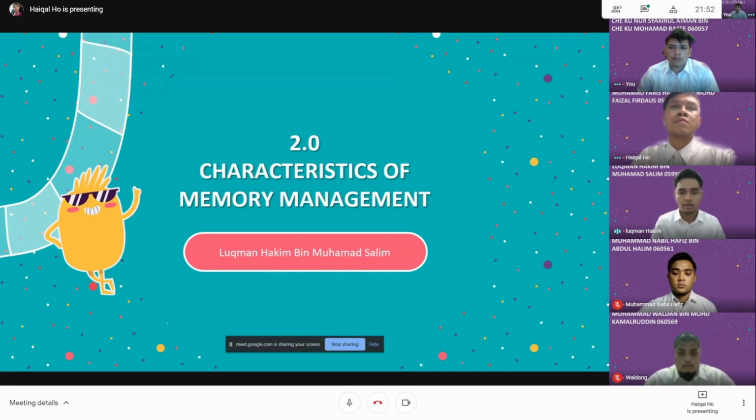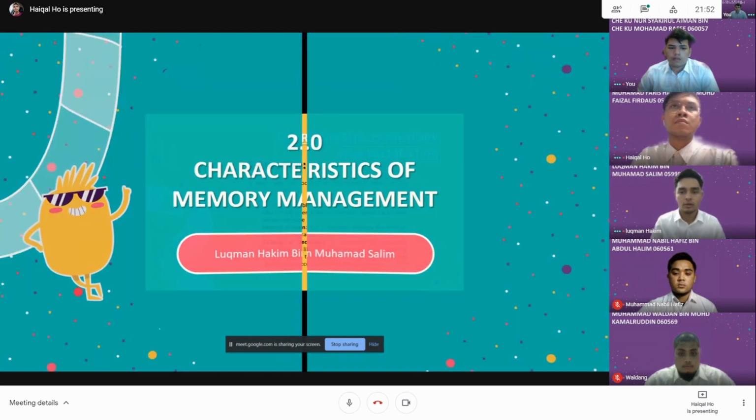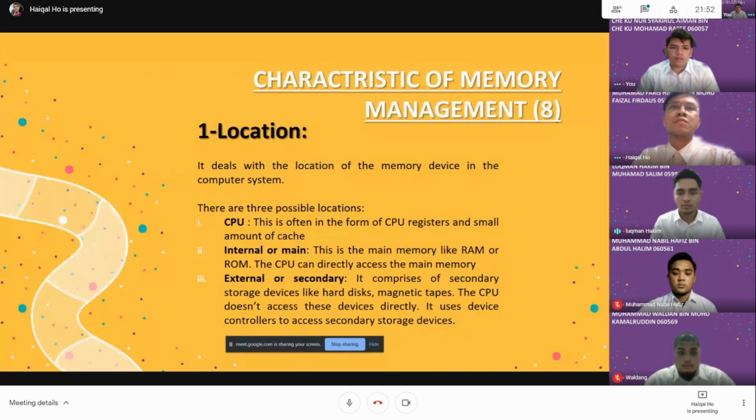Referring to the hierarchy, there are eight characteristics of memory management. The first characteristic is location. It deals with the location of the memory device in the computer system. There are three possible locations, that is CPU, internal, or external storage.